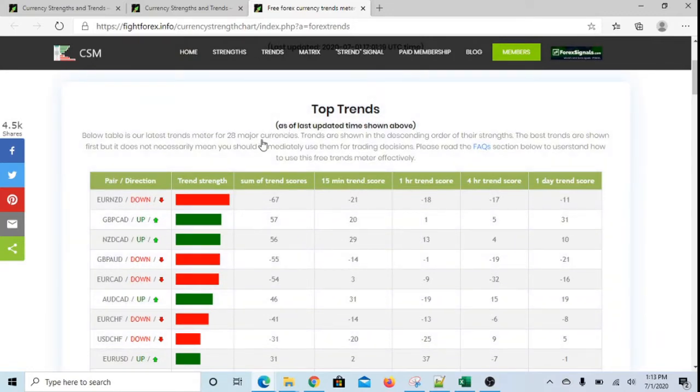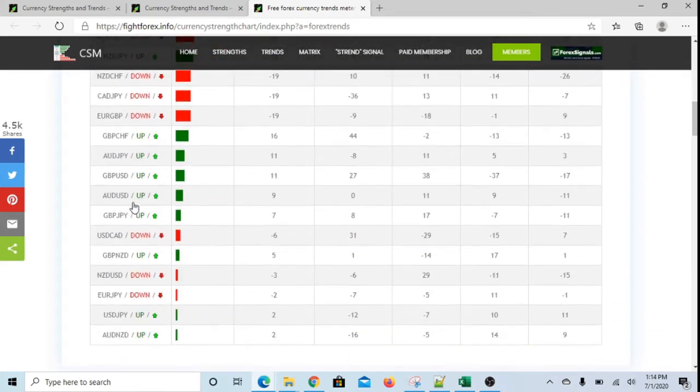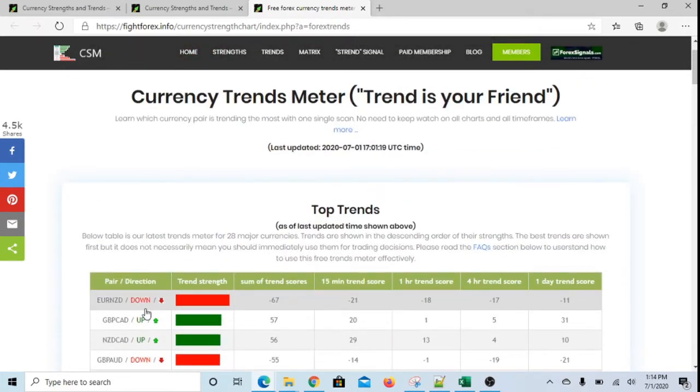The table that is at the top is, in my opinion, the most useful and the most effective tool that you can have. It is nothing but a summary of trends in these 28 major currency pairs and is shown in the descending order of the strength of the trend. So the strongest trend is at the top, and the weakest at the bottom. It is important to note that just because there is a trend shown at the top as the strongest trend, it doesn't automatically mean that you should start opening trades and use this information as is.